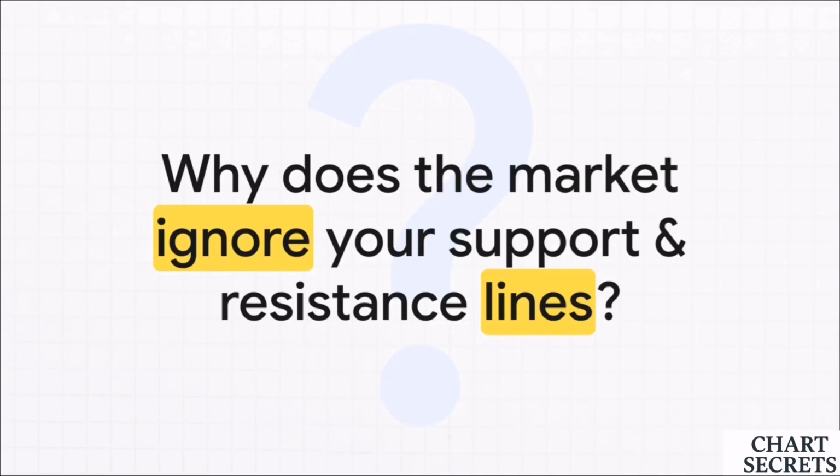Sound familiar? You spend all this time finding what you think is a perfect level. You draw your line, and then you just watch as the price either smashes right through it or, and this one's even more annoying, it reverses just a few pips before it even gets there. This isn't just bad luck, you know. It's a huge sign that we need a much better, much more precise method.